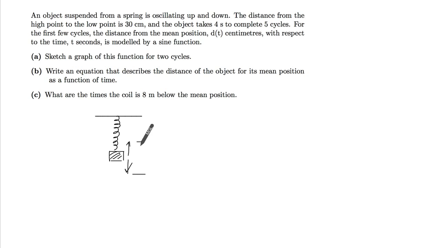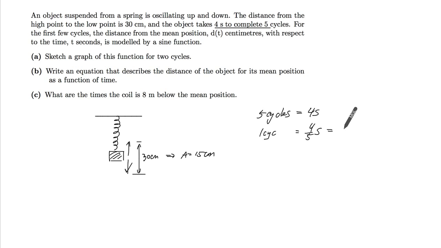the distance between these two, max and min, is 30 centimeters, which means the amplitude is going to be half of that, 15 centimeters, and the object takes 4 seconds to complete 5 cycles. So for 5 cycles, it takes 4 seconds. So for one cycle, it'll take 4/5 of a second. So this is the period, this time here.